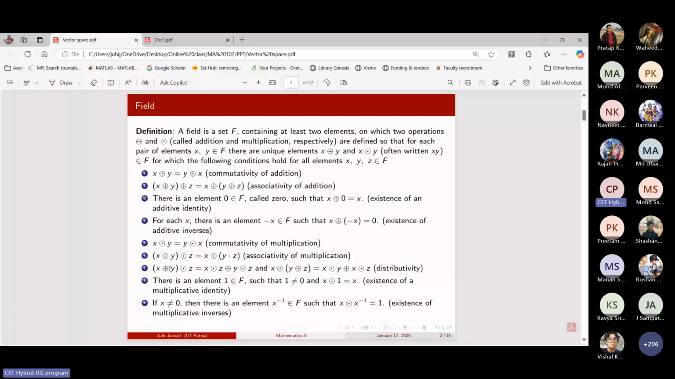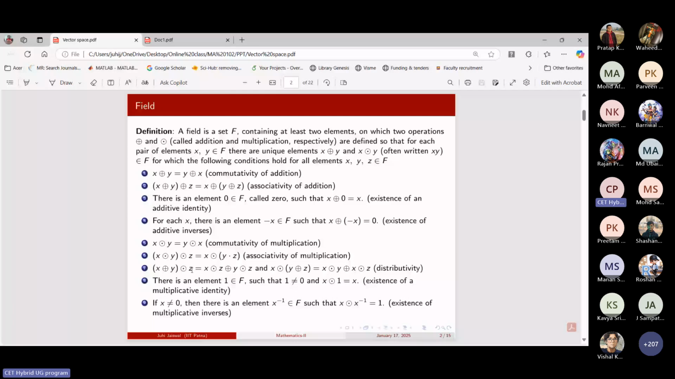Distributivity of multiplication over addition. It says that if we add two elements x plus y and then multiply the result by z, this will be equal to x multiplied by z and y multiplied by z, and their addition. Means either we multiply z with each component and then add, this will be equal to first adding x and y and then multiplying the resultant with z.